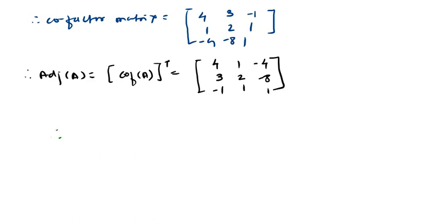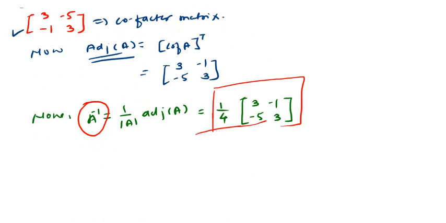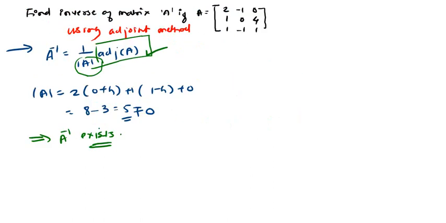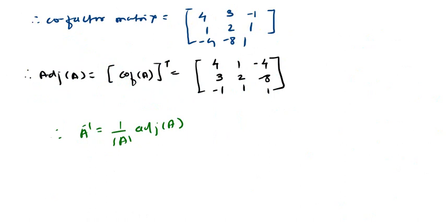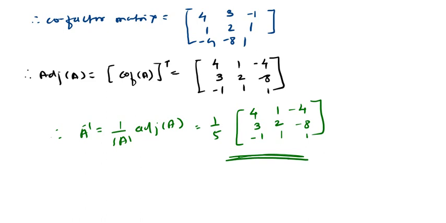So finally, the inverse of the matrix is equal to 1 upon determinant of A into adjoint of the matrix A. Now check what is the determinant of the matrix. The determinant of the matrix is 5. So we can put the values. This will be 1 by 5 times the matrix 4 3 minus 1, 1 2 1, minus 4 minus 8 and 1. So this is how we find the inverse of the square matrix. Thank you.